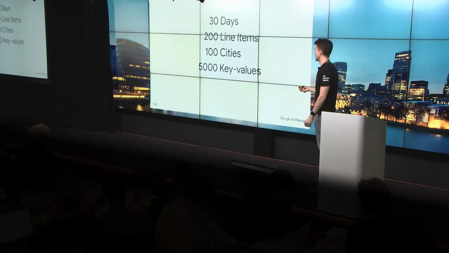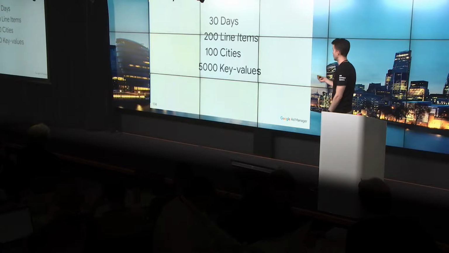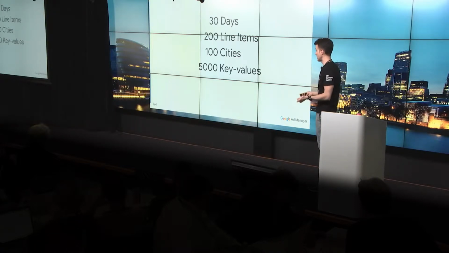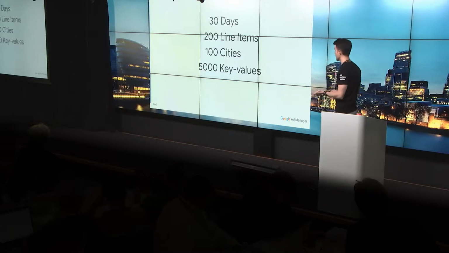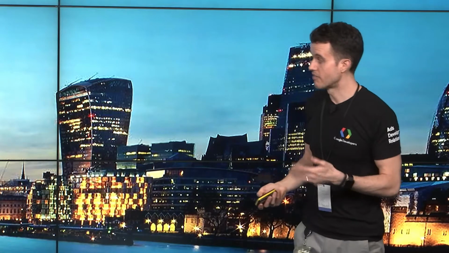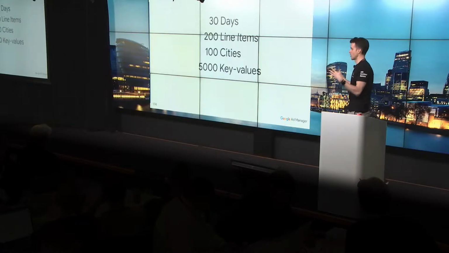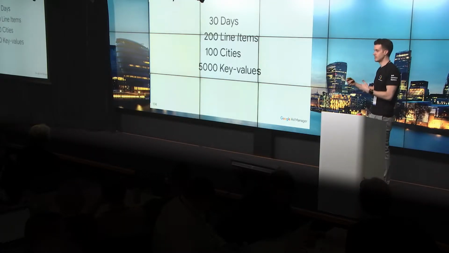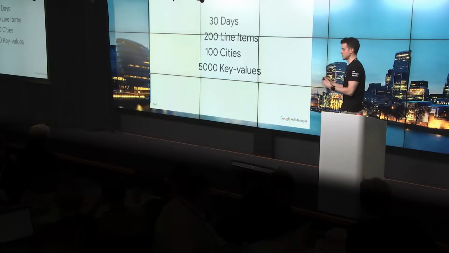So let's just consider a report where we're using all of these 4 dimensions, and we have 30 days of reporting data. There's 200 line items, 100 cities, and 5,000 key value pairs. Key value pairs are permutations of all of your key values that you report on, so it actually is possible to get very high numbers there.